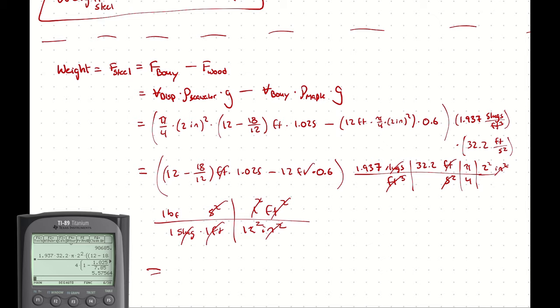Therefore, I can take 12 minus 18 over 12 times 1.025 minus 12 times 0.6. And I think that's the appropriate number of parentheses, let's hope. 1.937 times 32.2 times pi, and just for funsies here, I'm going to write times 2, and then we are dividing that, hoping that we had a leading parenthesis, and we had 4 in the denominator and 12 squared. Use a caret again, just, you know, keeping you guys on your toes. We had a syntax error, which means we forgot our leading parenthesis. He said, hoping he had forgotten the leading parenthesis.